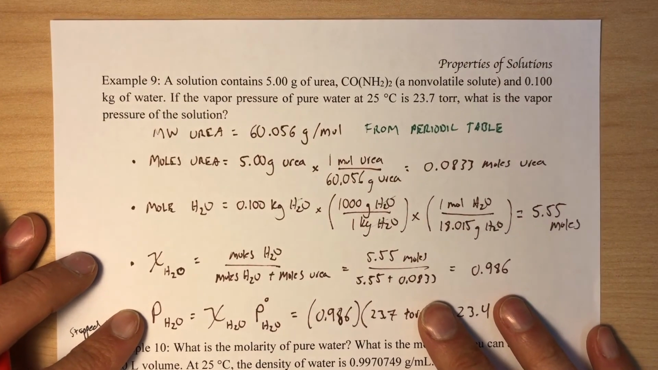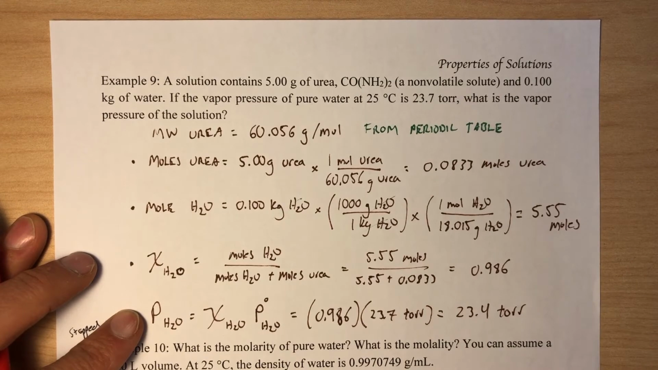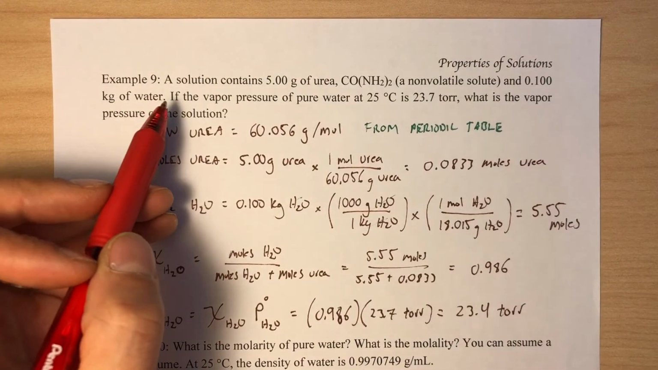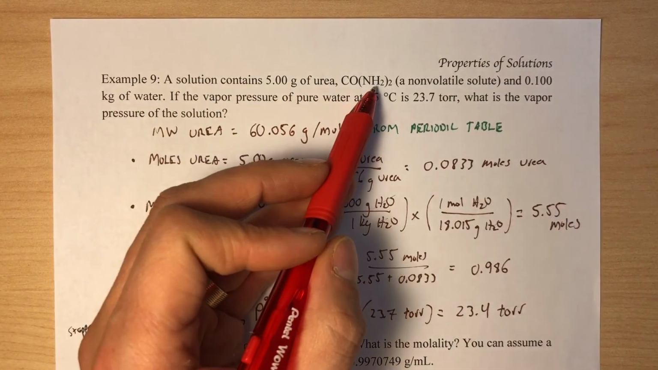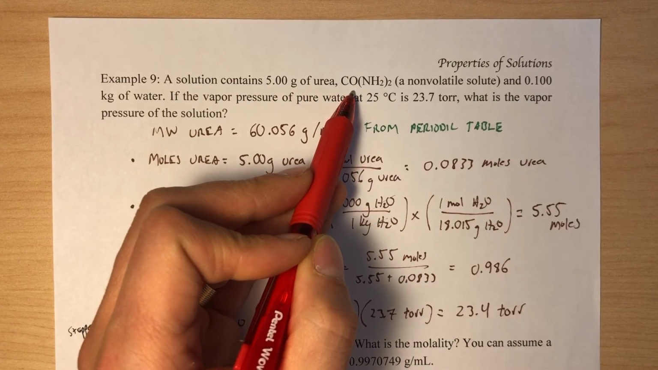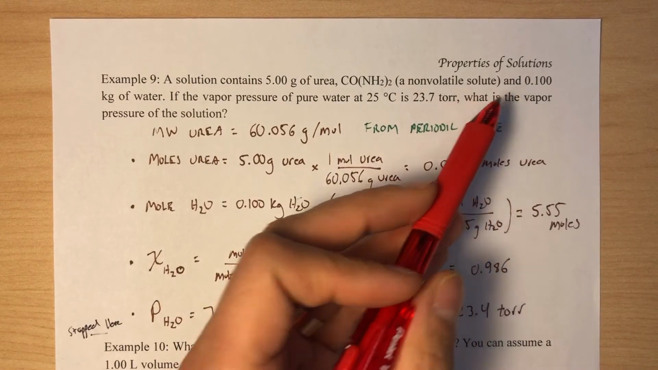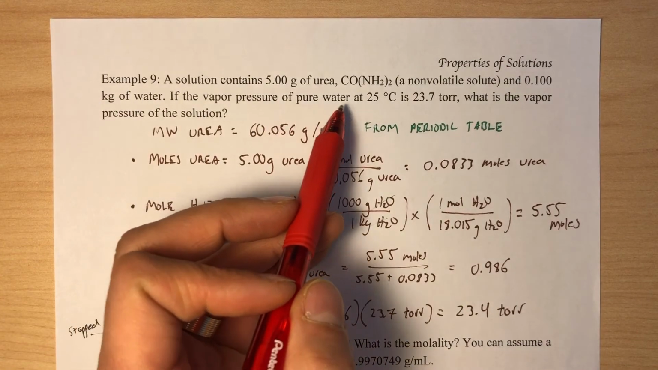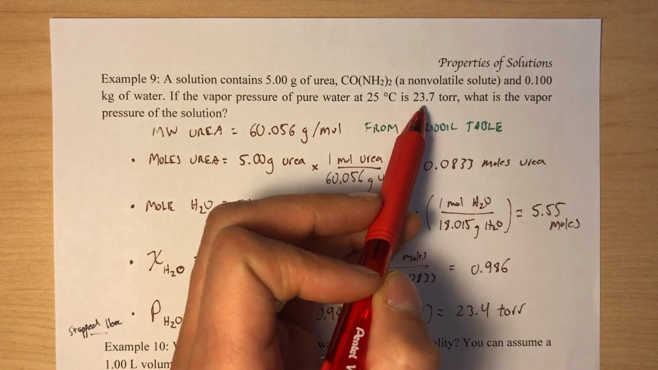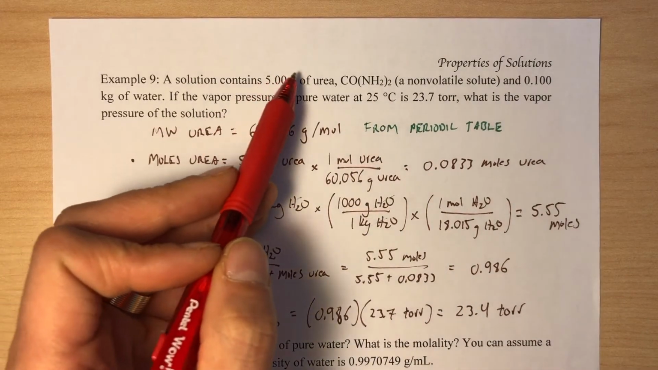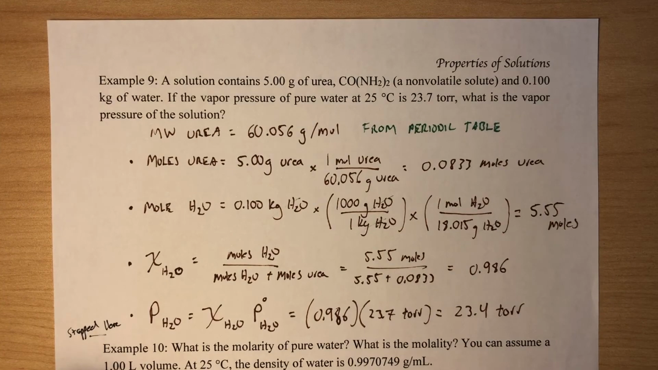And in our last example for the day, we're going to show how the vapor pressure of a pure compound can change as you include more and more solute and change the mole fraction of solute. So a solution contains 5 grams of urea. The molecular weight of urea can again be calculated from the periodic table. That is a non-volatile solute, and it is being dissolved in 0.1 kilograms of water. If the vapor pressure of pure water at room temperature is 23.7 torr, what is the new vapor pressure of the solution after the 5 grams of urea has been added?